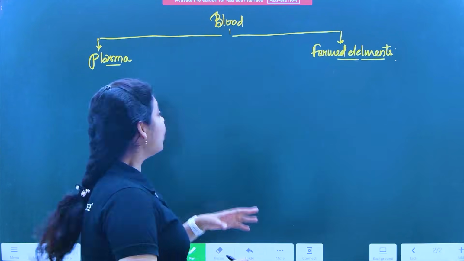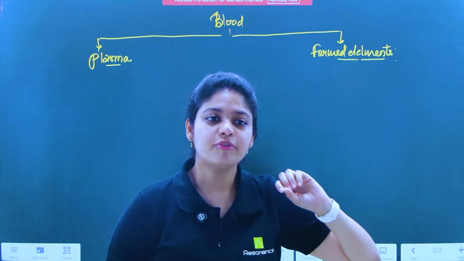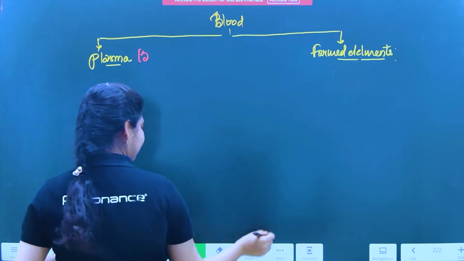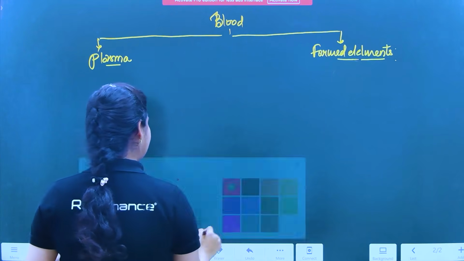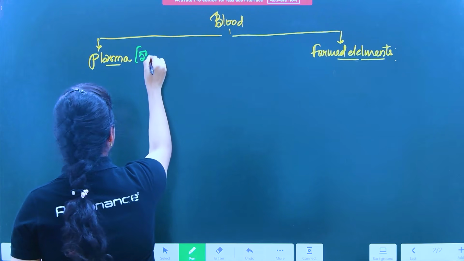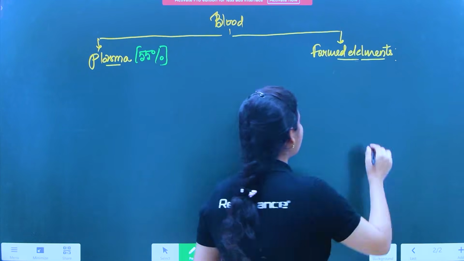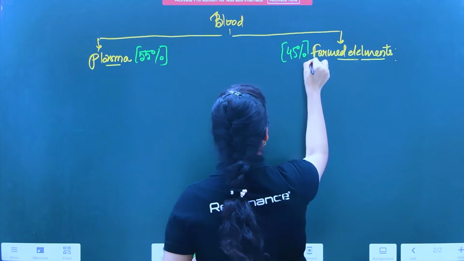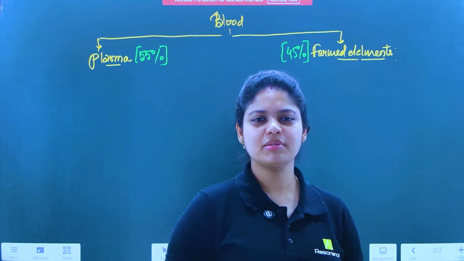So blood is having two different components, plasma and formed elements. Plasma is 55 percentage, and formed elements is 45 percentage. I think this color is not attractive, it's not visible. Shall I take green? Yes, this is better.